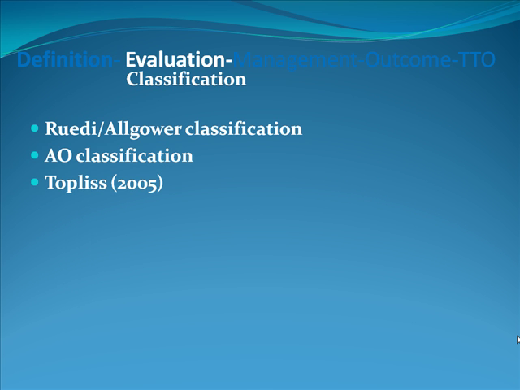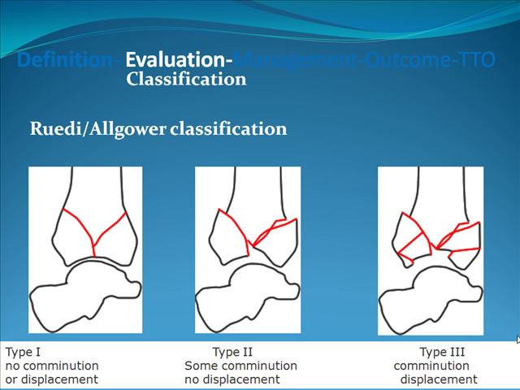A part of evaluation is to classify these fractures, and in current practice there are 3 classifications. Historically, the earliest is the Ruedi-Allgöwer classification, then the subsequent AO classification, and the most recent is the Topliss classification, 2005. Ruedi-Allgöwer classification is usually into 3 groups. Type 1, there's no comminution or displacement. Type 2, there's some comminution and very minimal displacement, while type 3 has comminution and displacement.